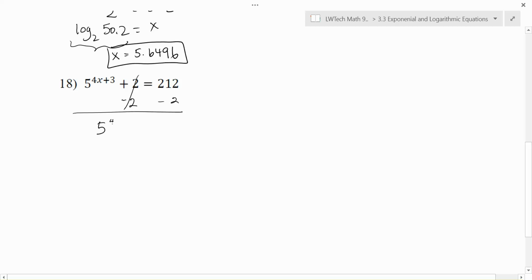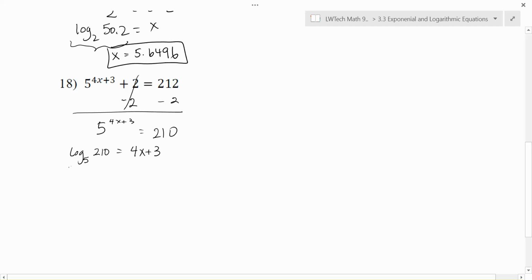And this gets me 5 to the 4x plus 3 power is equal to 210. Now, I want to get the x by itself, but because it's in the power or exponent spot, the only way to bring it down to the main level is to switch it into logarithmic form. So I'm going to say that I have the logarithm. My base is 5 because that's the base of the exponential expression. Zigzag over here, so log base 5 of 210 is equal to everything that's up in the exponent. So that whole exponent was 4x plus 3. So that whole piece is what ends up on the other side of the equation.